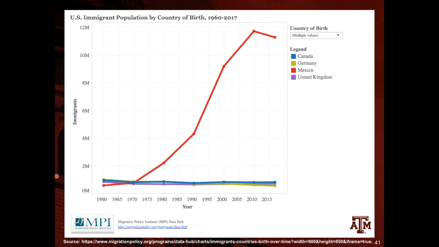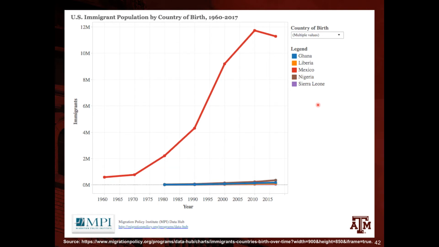If we could go back even further, as we saw in previous figures, the migration from Germany and the UK was much higher. But this is just to show that the levels of recent immigration from these countries, Germany and the UK, and also Canada, are declining and becoming much smaller in recent years compared to Mexican immigration to the country.